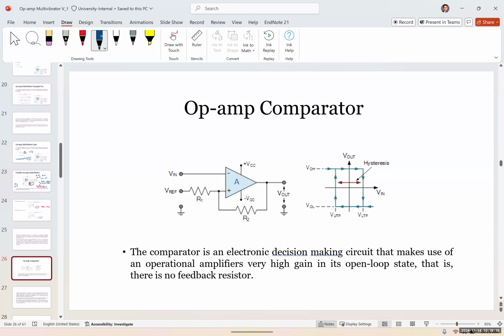I think it's enough up to this point. I don't think we have enough time to explain the op-amp comparator.